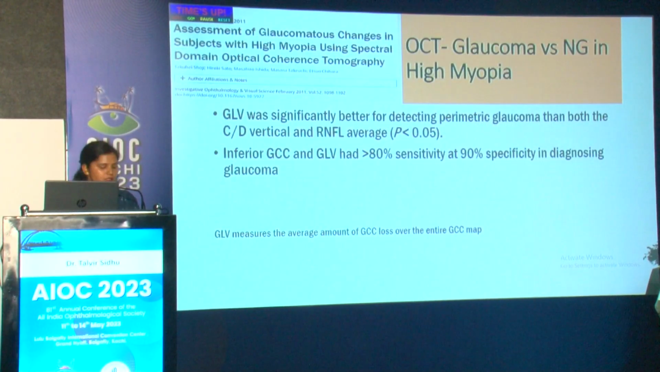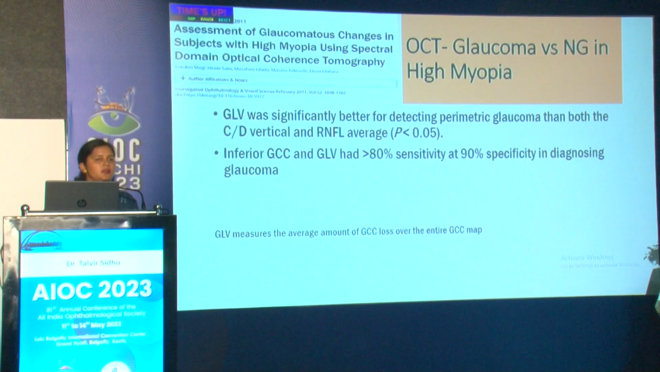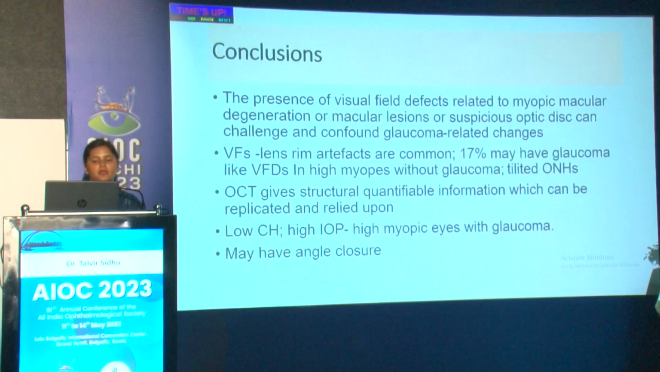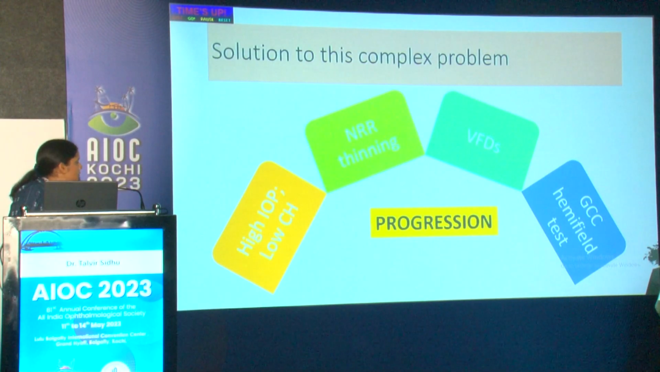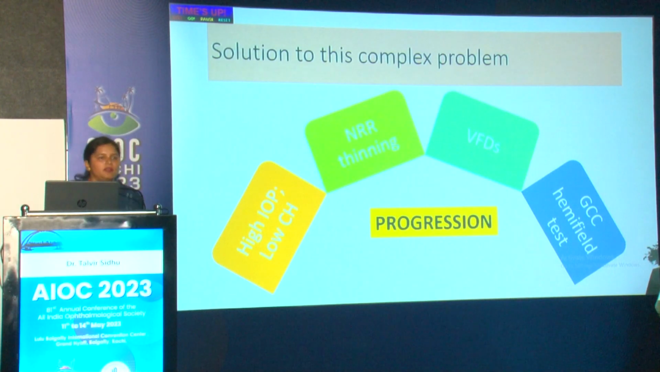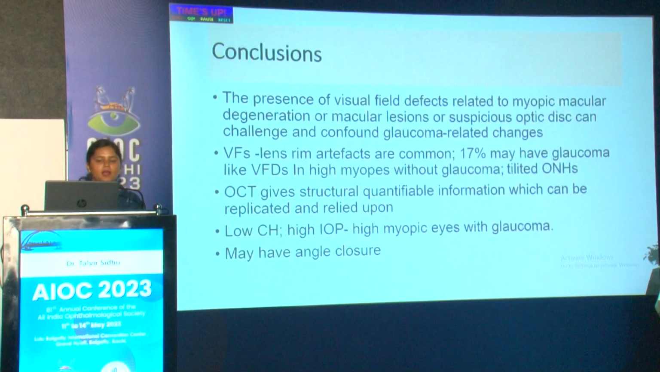Another thing is glaucoma loss volume, which is the ganglion cell loss volume, which can also be seen in myopia. So the conclusion is, a solution to this problem is that when you look at a person who has come for glaucoma, and also has high myopia, please look at everything. If there is a high IOP or there is a normal IOP with low corneal hysteresis, if there is neuroretinal rim thinning, even if this is not diagnosed, there is a visual field defect and the GCC hemifield test is also defective, then you can definitely term a myope with glaucoma and you can treat. So this is the conclusion.